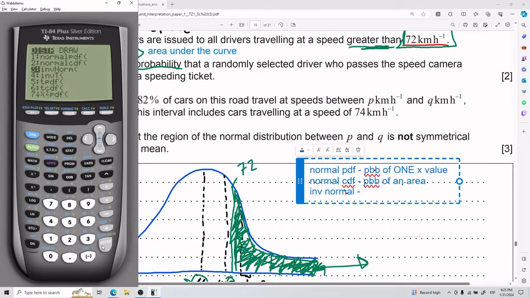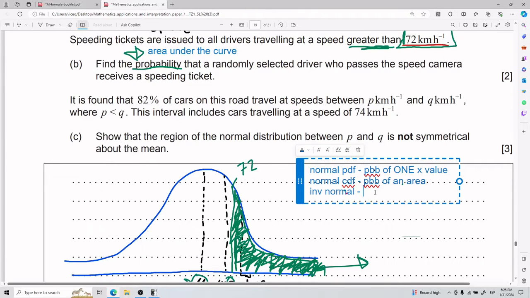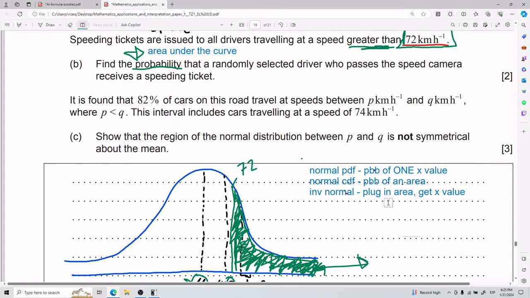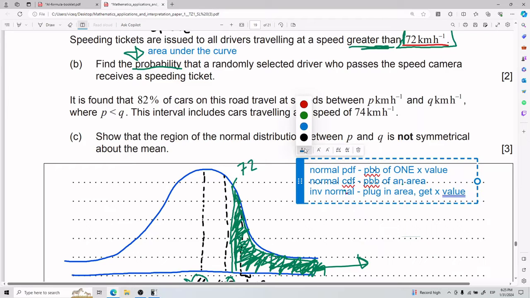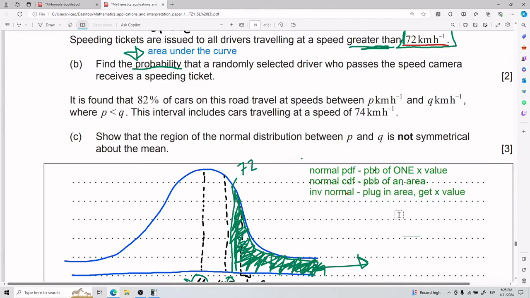So over here, inverse normal, you can see that they give you an area, okay? And you find the x value. So plug in area, get x value. This is my cheat sheet. This is the very intuitive way to understand it. I just hope it helps you.